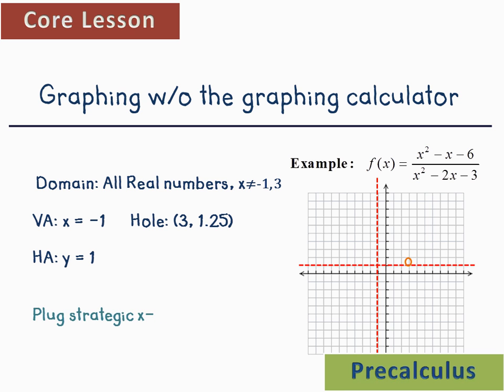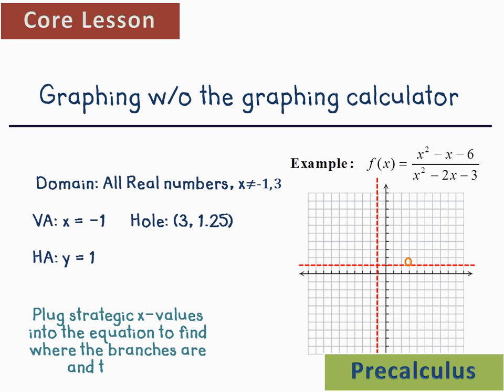And then the last step to this is to plug in strategic x values into the equation to find where the branches would be, and then plot, because you could have a branch down here or up here, or you could have a branch on the other side and then diagonally on the bottom left. So we have to figure out, well, where do they exist? I know if I plug in values over here, it would tell me whether it's going to be on top or bottom just by looking at my answer.